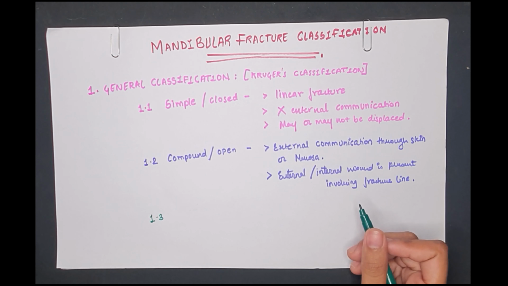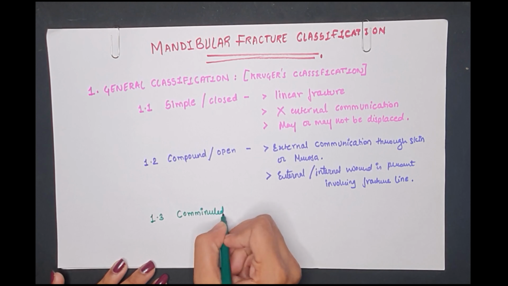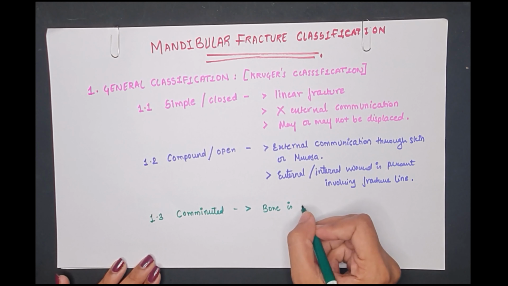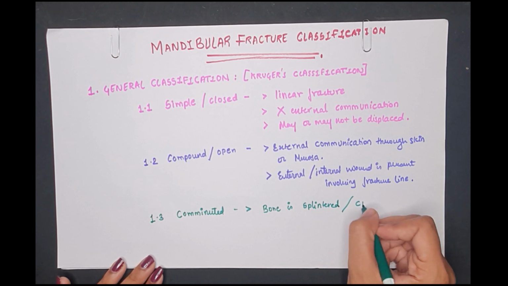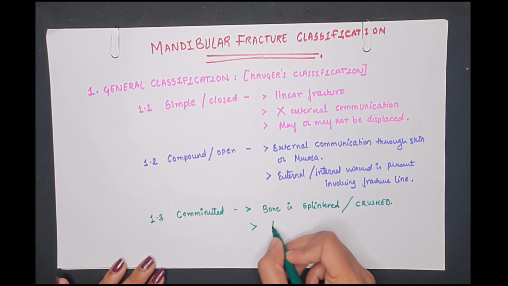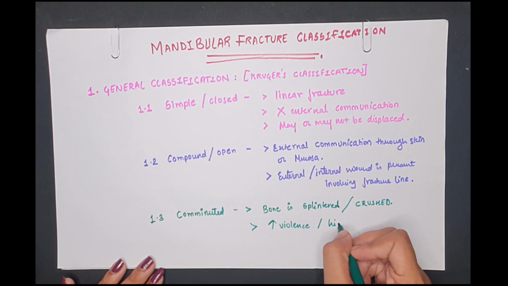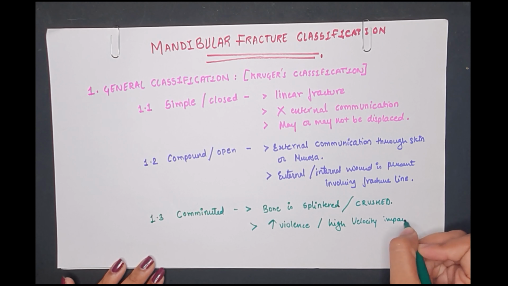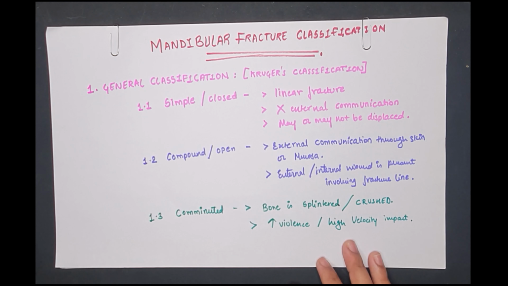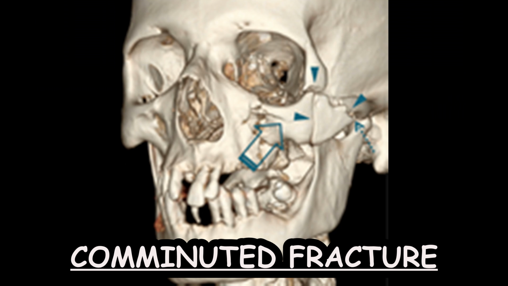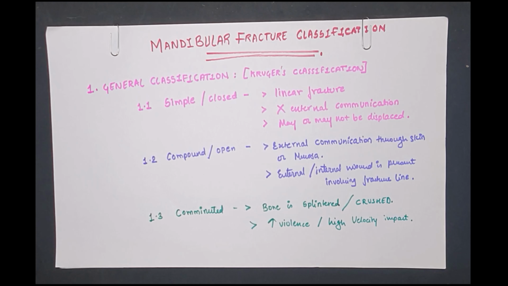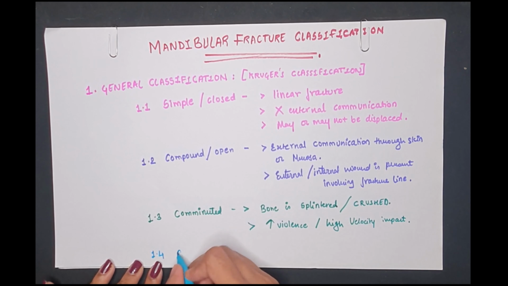The third one is the comminuted fracture. For example, gunshot wounds where missiles are traveling at a high velocity. Bone is splintered or crushed into multiple pieces, and this occurs generally due to a greater degree of violence or high velocity impact. Here you can see that the maxilla, the zygomatic arch, is crushed into smaller pieces because of some trauma.